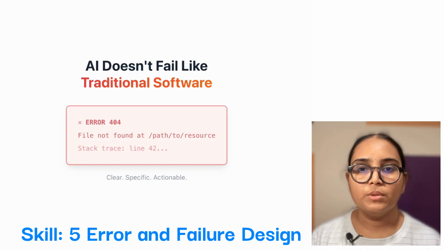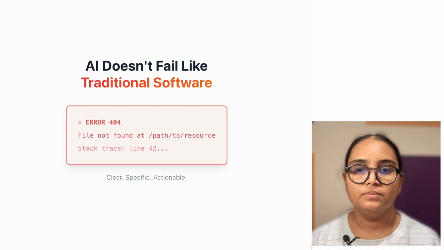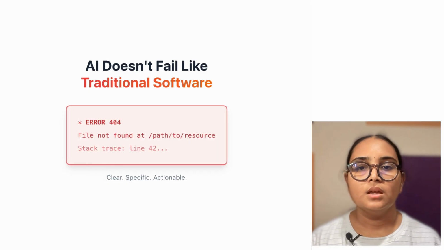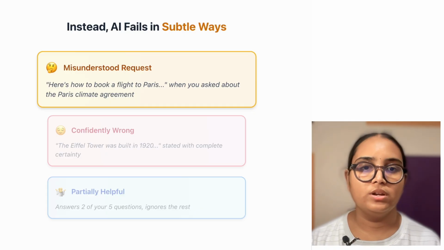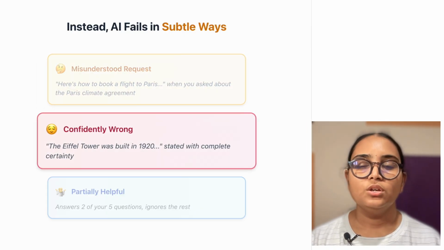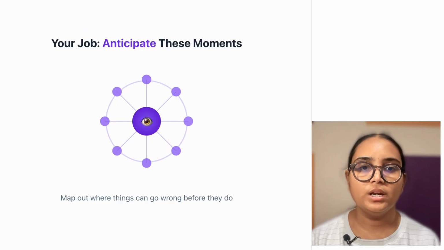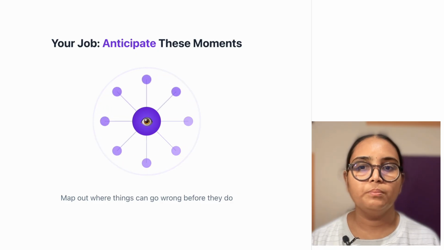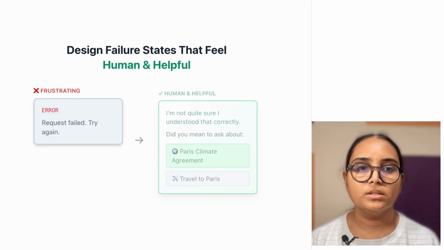Now, skill number 5, which is error and failure design. AI systems don't fail the way traditional software does. Instead of clear error messages, you might get a misunderstood request, a confidently wrong answer, or a response that's only partially helpful. As a designer, your job is to anticipate these moments.